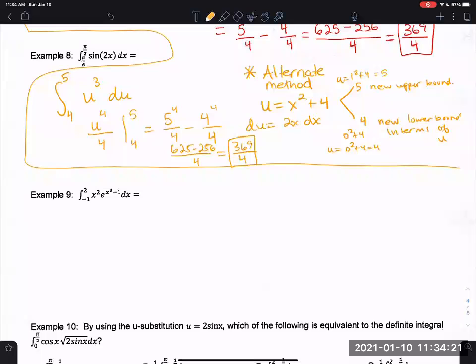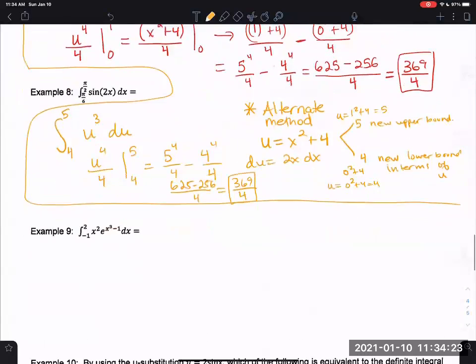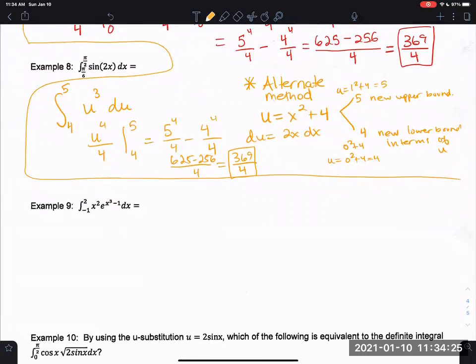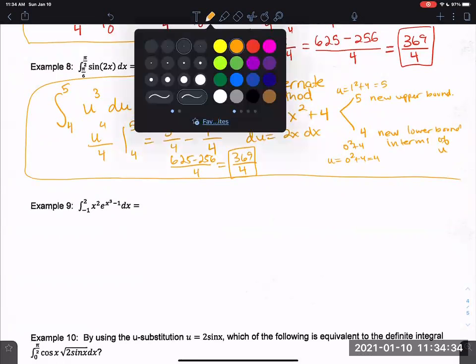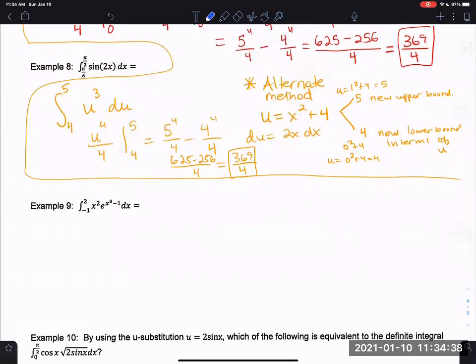Okay, so since I've set up my notes this way, I'm going to go straight to example 9. Okay, so let's do 9. You can save 8 probably for class. Okay. All right, example 9. We'll do it both methods. Let's see what's going on here.